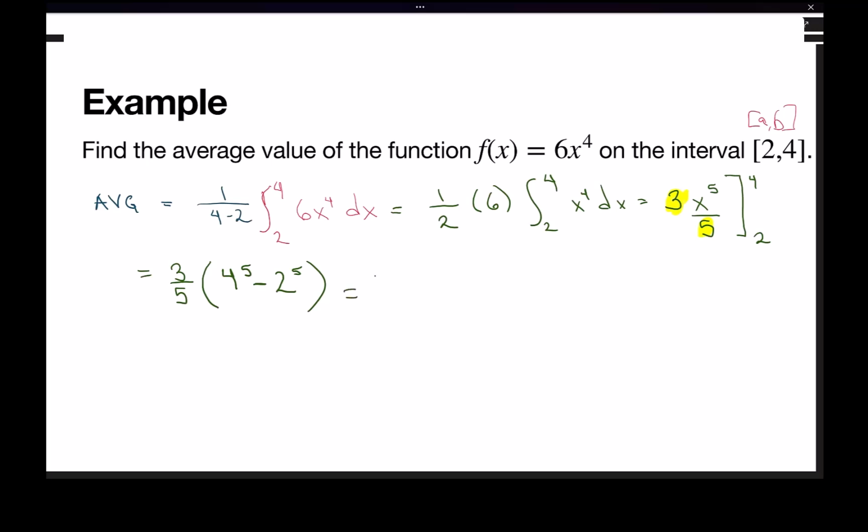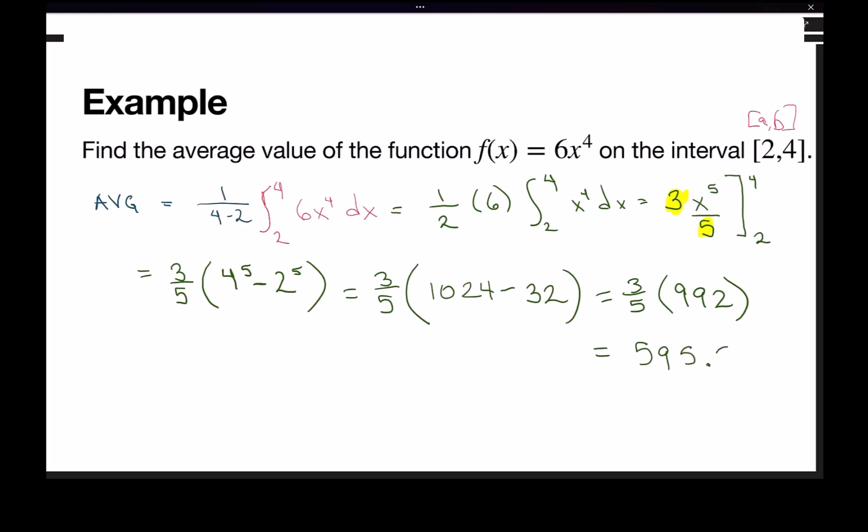This is equal to 3/5 times 1024 minus 32, which equals 3/5 times 992, which is equal to 595.2. And that would be the average value of the function on this interval.